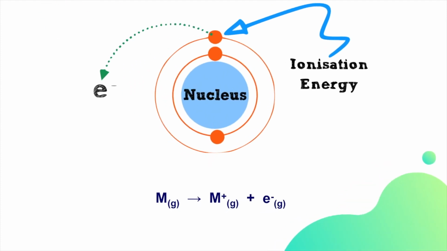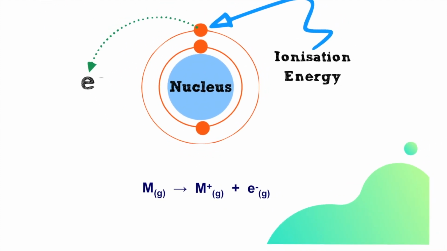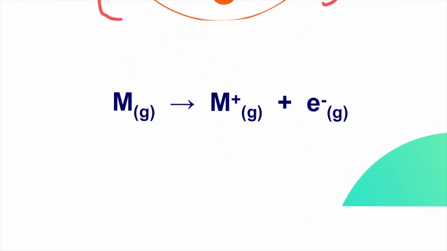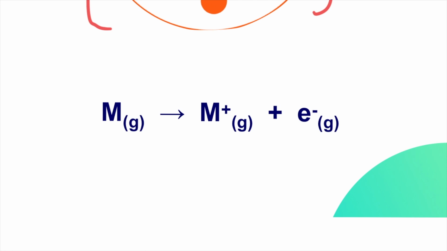So what do I have here? I have a generic atom, and what am I going to do here? As always, we're going to apply energy. This energy is going to be used to take away this electron, and this atom now turns into a cation, a positive ion. So the definition could be written in the form of an equation.